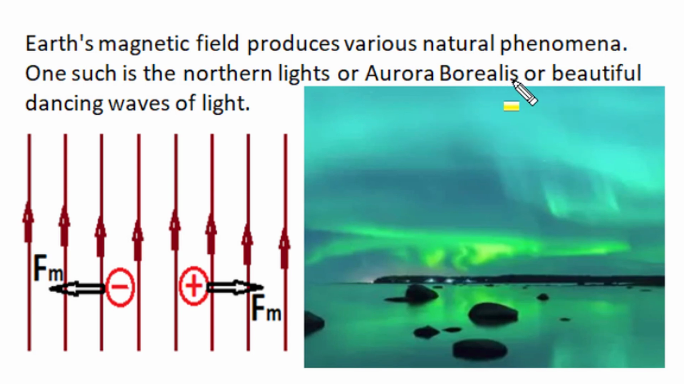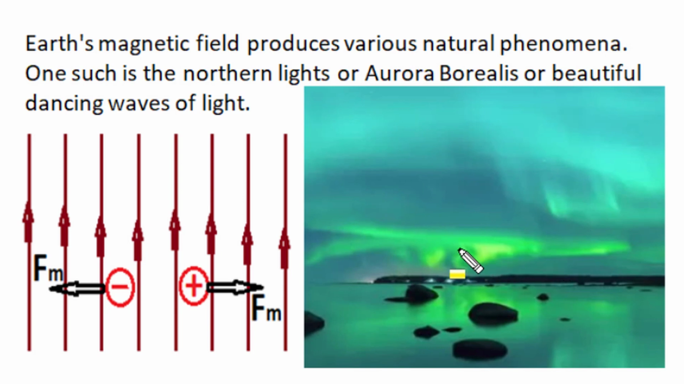Terrestrial magnetism, or the magnetic field of Earth, produces several natural phenomena on our surface and in our atmosphere. Some of those phenomena are very strange and nobody knows the exact answer, and some are very interesting. One such is the northern lights, or Aurora borealis, the beautiful dancing waves of light produced at the northern and southern magnetic poles of Earth.